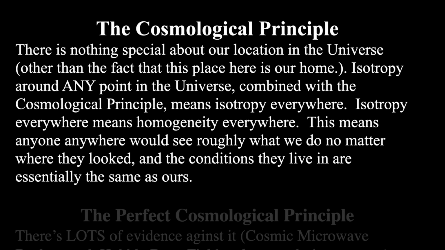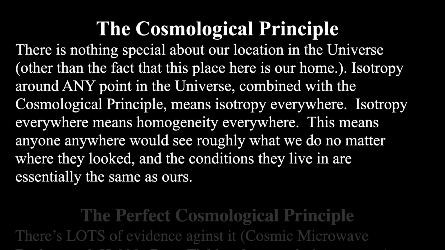But if you take isotropy around any point in the universe, which we've spectacularly confirmed with the cosmic microwave background, and you combine that with the Copernican principle that says there's nothing special about our location, then that means if there's isotropy around one point, there's isotropy around every point in the universe. And so isotropy everywhere means homogeneity everywhere. Therefore, combining the Copernican principle with isotropy around any one point means the universe is homogeneous. The cosmological principle is therefore that the universe is everywhere isotropic and homogeneous.